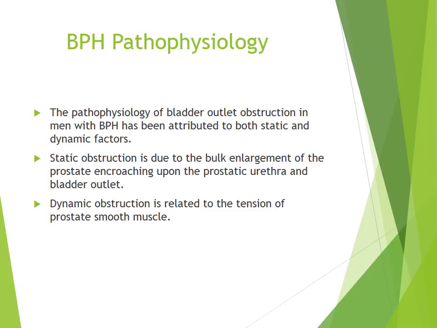Pathophysiology. The pathophysiology of bladder outlet obstruction in men with BPH has been attributed to both static and dynamic factors. Static obstruction is due to the bulk enlargement of the prostate encroaching upon the prostatic urethra and bladder outlet. Dynamic obstruction is related to the tension of prostate smooth muscle, mainly due to hyperplastic, that means an increase in the number of cells, not hypertrophic. Hypertrophic is the increase in the cell size. So in BPH, an increase in the number of cells occurs.